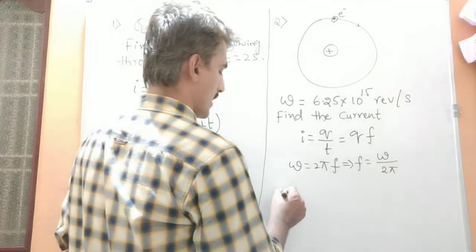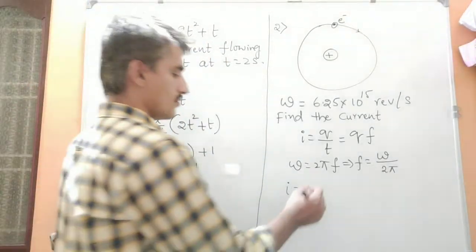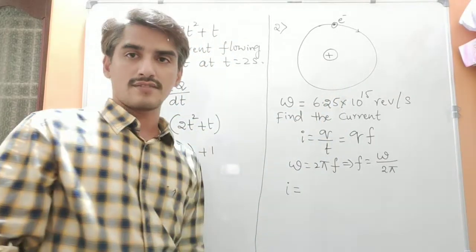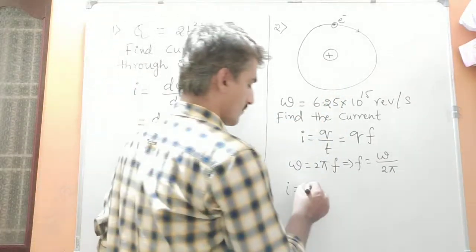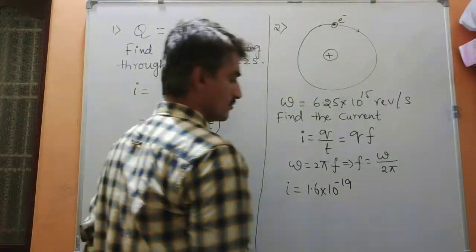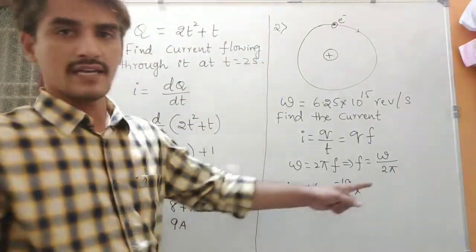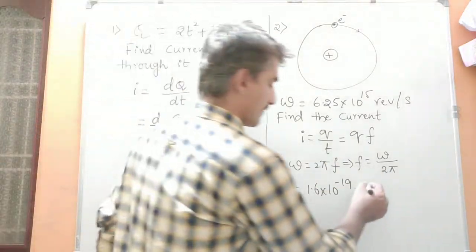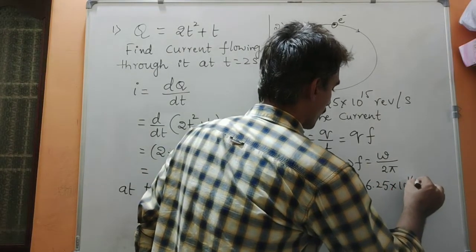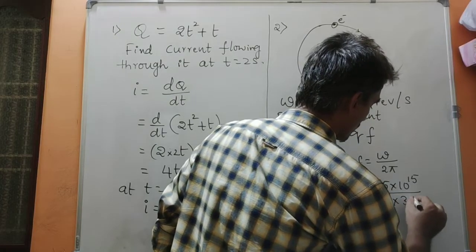Now we can find the current. I is equal to Q. What is Q? Only one electron is there. So the charge of one electron we already know. What is that? 1.6 into 10 to the power of minus 19 coulombs into, what is omega here? 6.25 into 10 to the power of 15 by 2 into pi value 3.14.